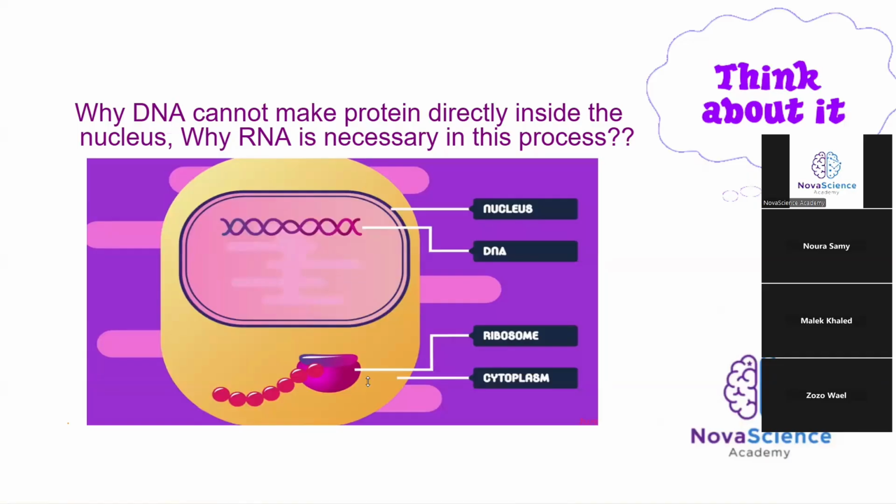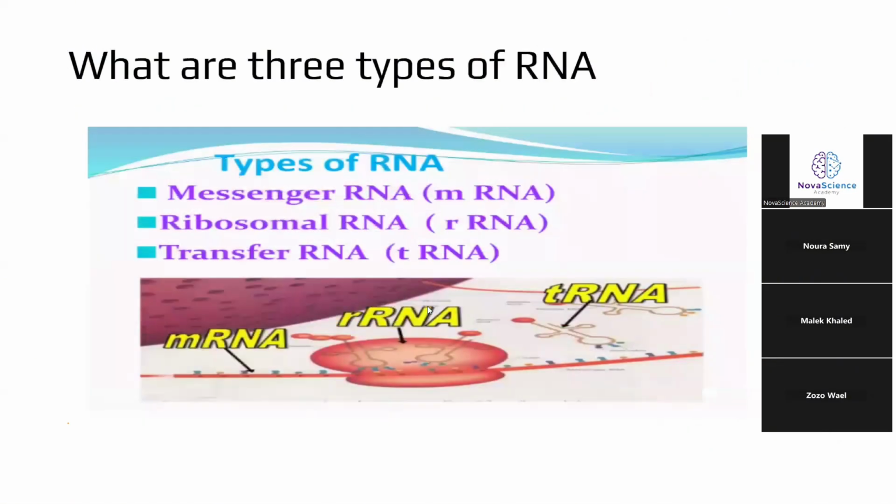So we need to make a copy of all the genes, all the genetic material, in the RNA. And this RNA, messenger RNA, will take all the information and go to the ribosome outside in the cytoplasm to make the protein. It takes the order from the DNA with all the information, all the data, all the recipe, and goes to the ribosome to make the protein. Okay. We have three types of RNA. RNA is very important, and we have three types of it: messenger RNA, mRNA, ribosomal RNA, rRNA, and transfer RNA, tRNA.